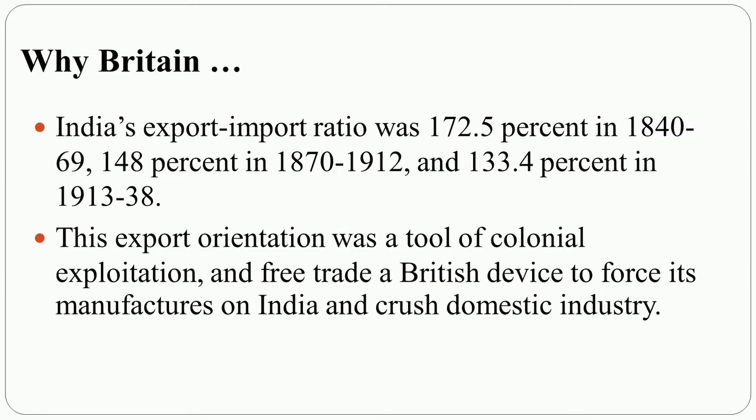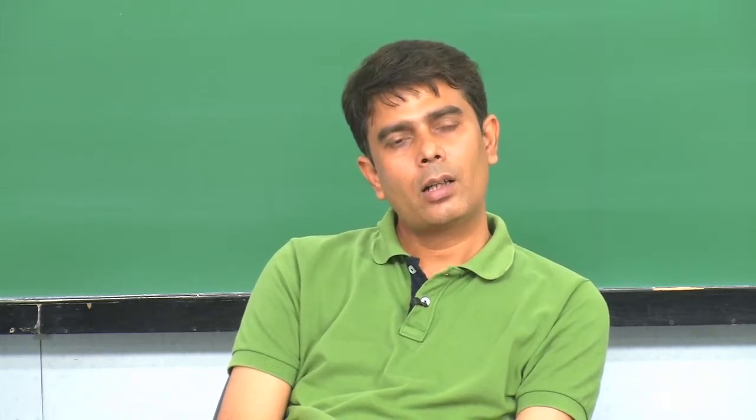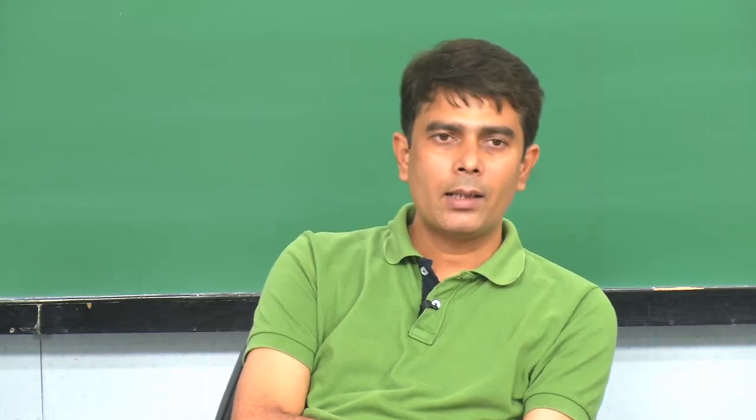India's export import ratio was 172.5% in 1840 and 148% in 1870 to 1912 and 133.4% in 1913 to 1938. This export orientation was a tool of colonial exploitation and free trade, a British device to force its manufacturers on India and crush the domestic industry. So, these statistics are the evidence of how Britain had exploited India's potential for their own benefit.